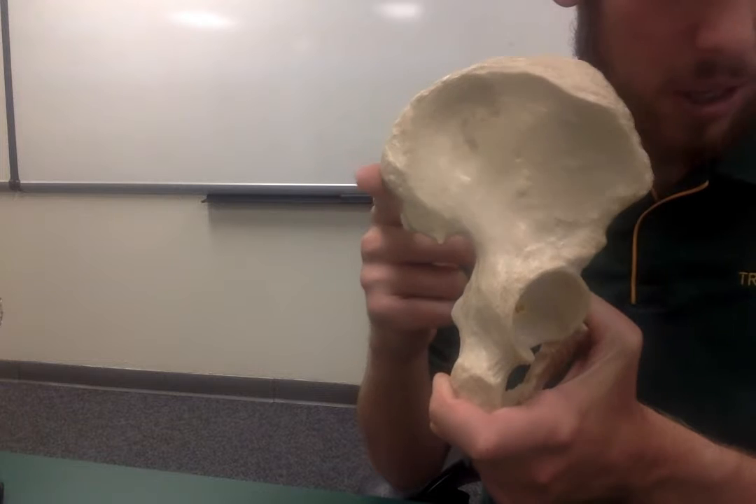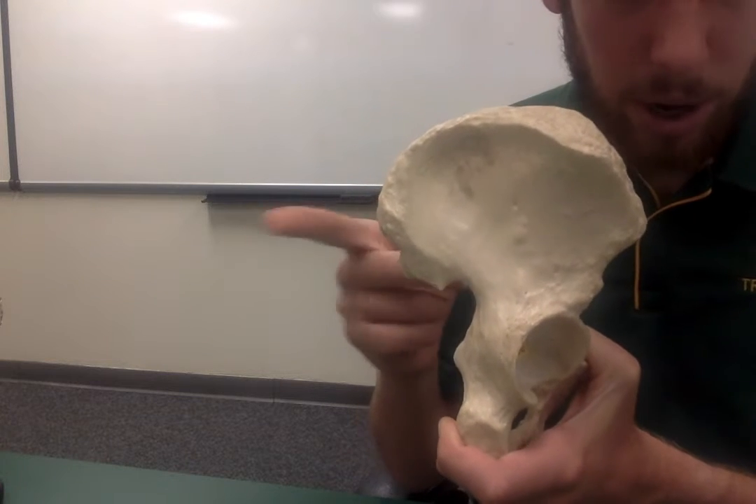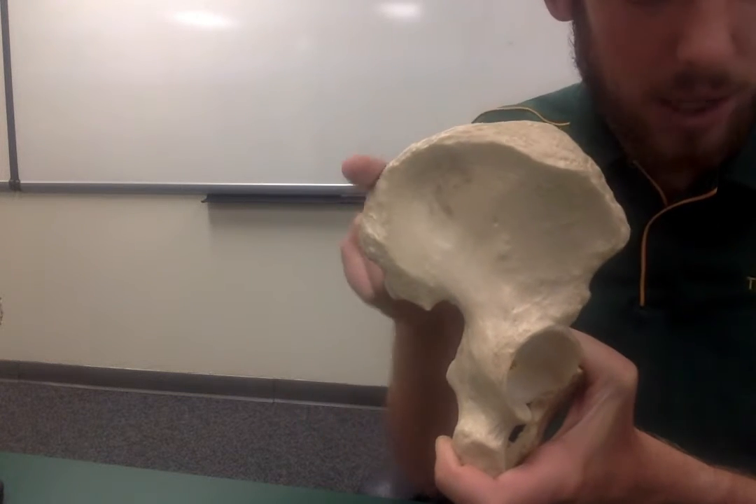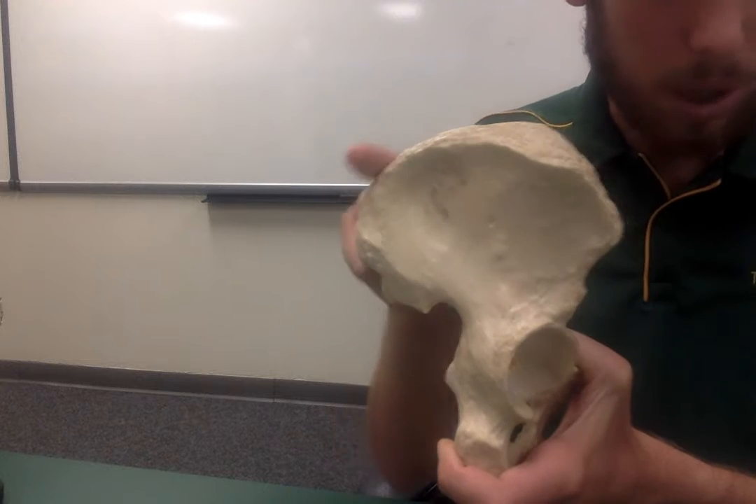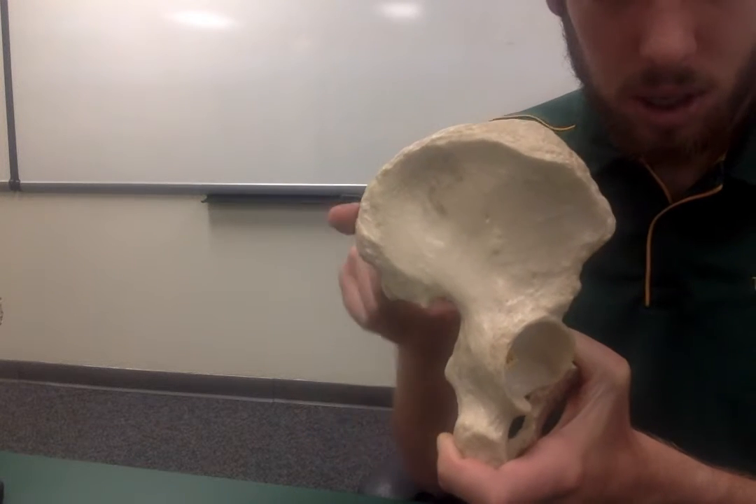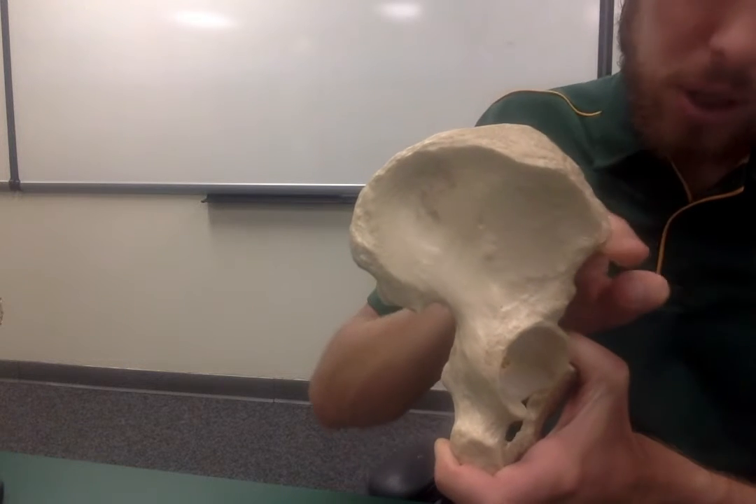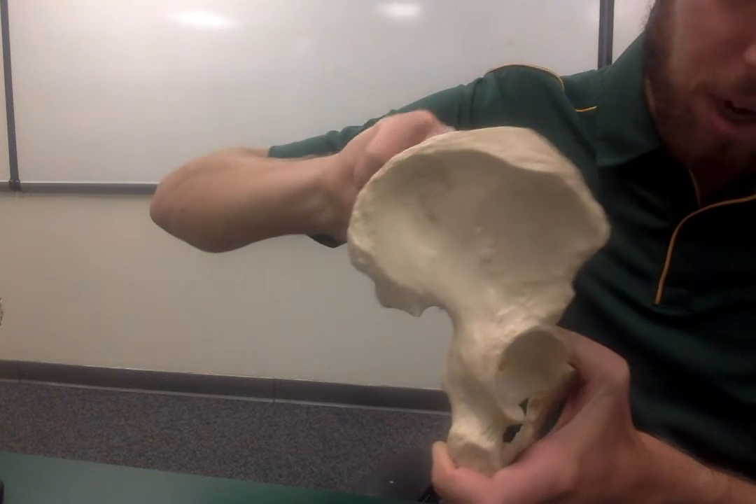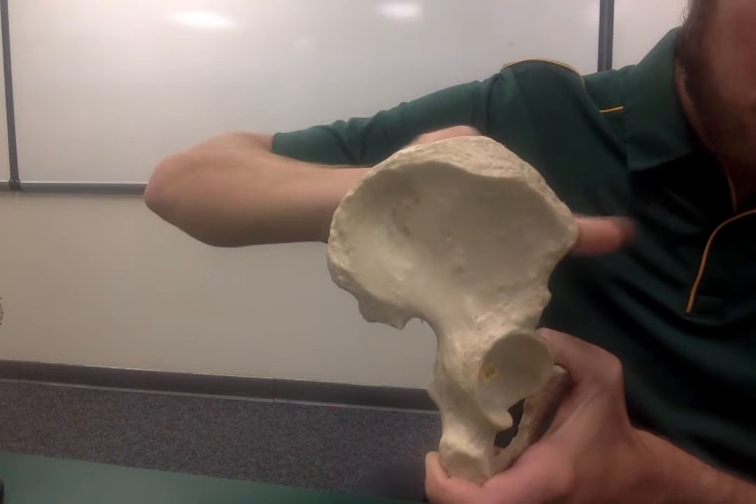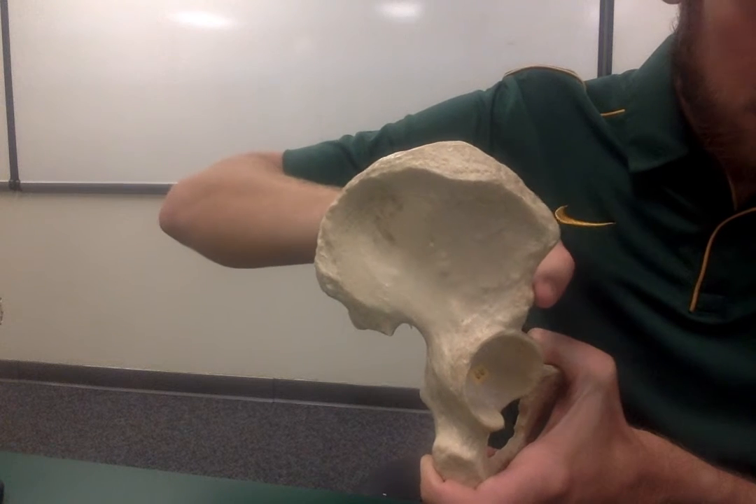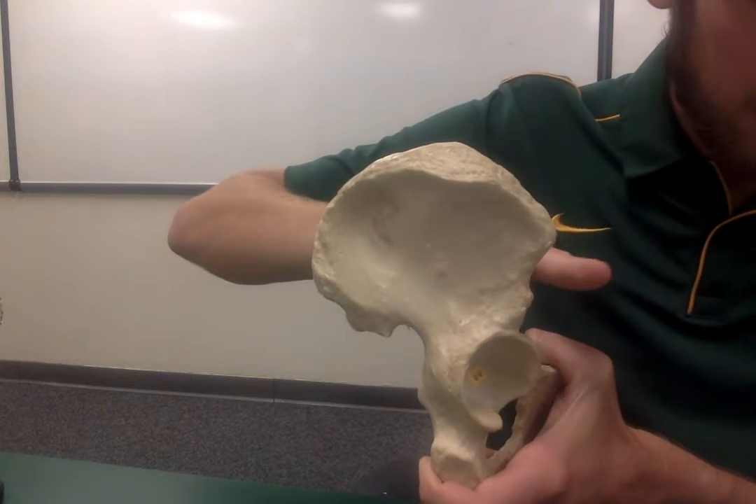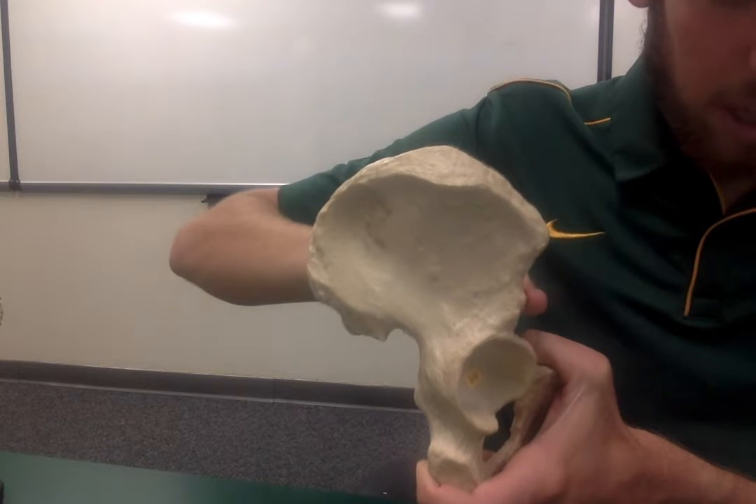So our PSIS, or our posterior superior iliac spine, is right at the end of the crest, which we'll talk about in a minute, the crest. PSIS, PIIS. Then we go to the other side, right where the crest ends. On the front side is the anterior superior iliac spine. Just beneath it we have this bump, which is the anterior inferior iliac spine.